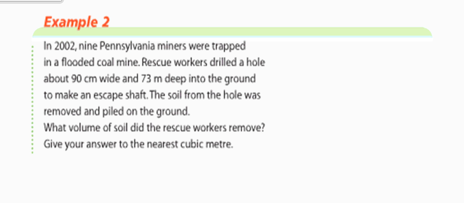So we have a second example here. It says, in 2002, 9 Pennsylvania miners were trapped in a flooded coal mine. So it's an underground mine and they were trapped in it. Rescue workers drilled a hole about 90 centimeters wide and 73 meters deep into the ground to make an escape shaft. The soil from the hole was removed and piled on the ground. What volume of soil did the rescue workers remove? Give your answer to the nearest cubic meter.